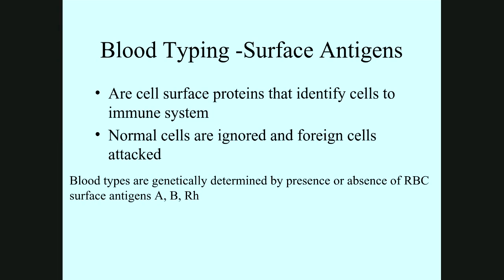Blood types are genetically determined by the presence or absence of red blood cell surface antigens. We have antigen A, we have antigen B, we have antigens A and B, and we have also another type of antigen, Rhesus.